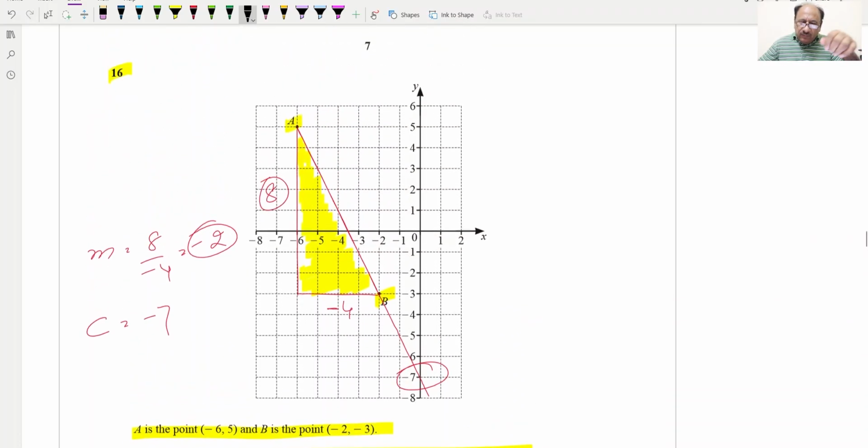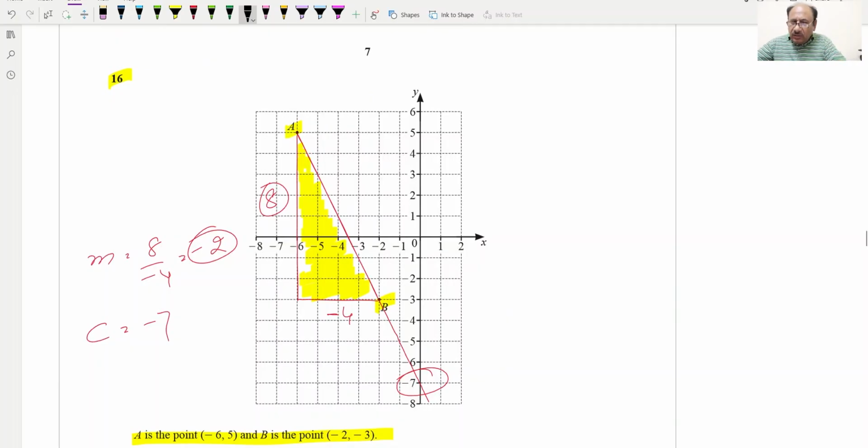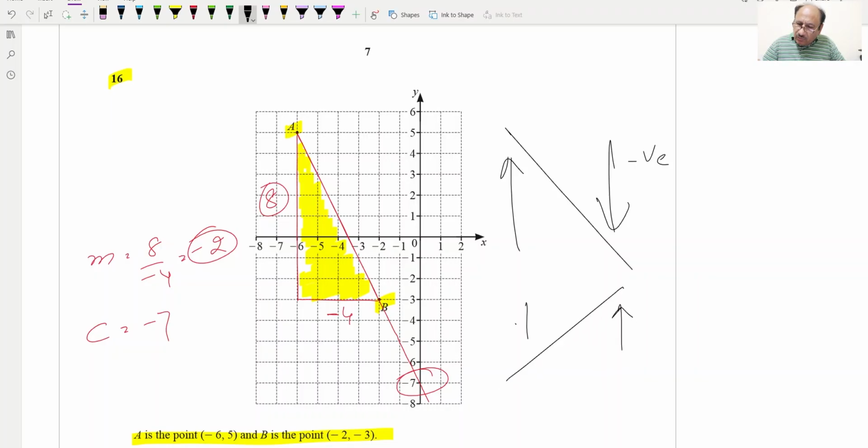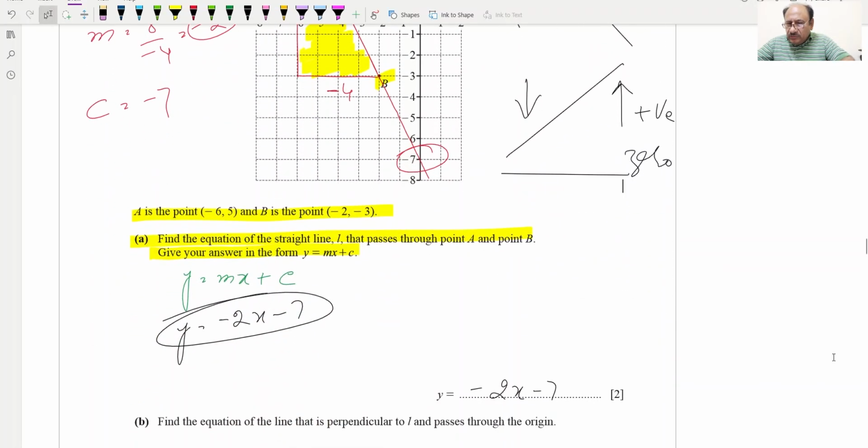The gradient is negative if the line is sloping like this one, right side down, left side up. A line sloping like this one, right side up, left side down, will have a positive gradient. A line which is horizontal has 0 gradient, and a line which is parallel to the y-axis, or vertical, will have an undefined gradient. These are the rules we will have to keep in mind.